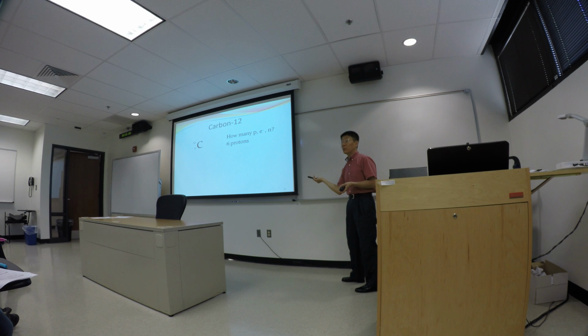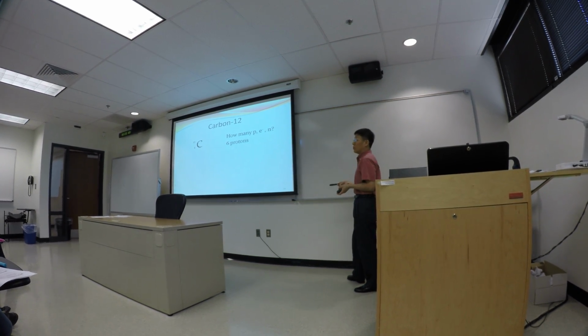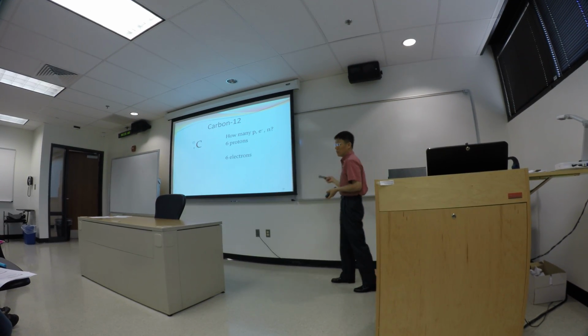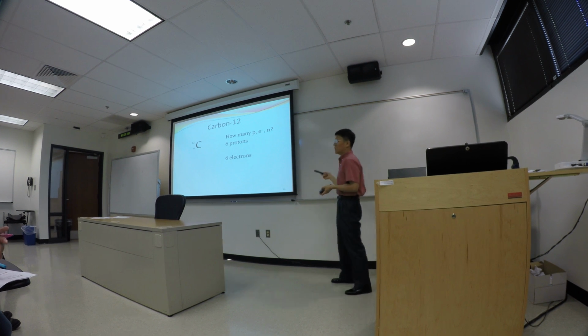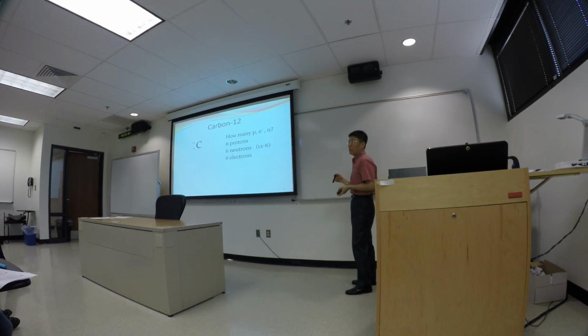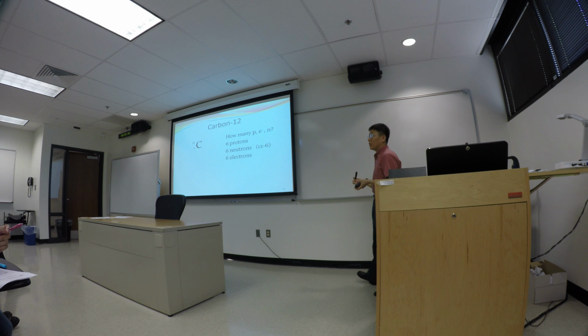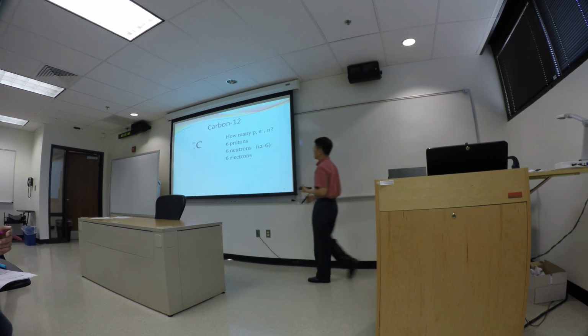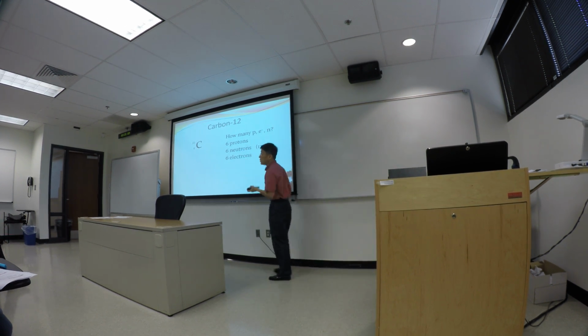Now if you know the number of protons, you know the number of electrons, because we have an equal number of charges there. So we have 6 electrons. And 12 minus 6, we have 6 neutrons. Okay, so that's our carbon atom in a nutshell. And we have 3 different particles, and then we can also determine the total number of each particle there.